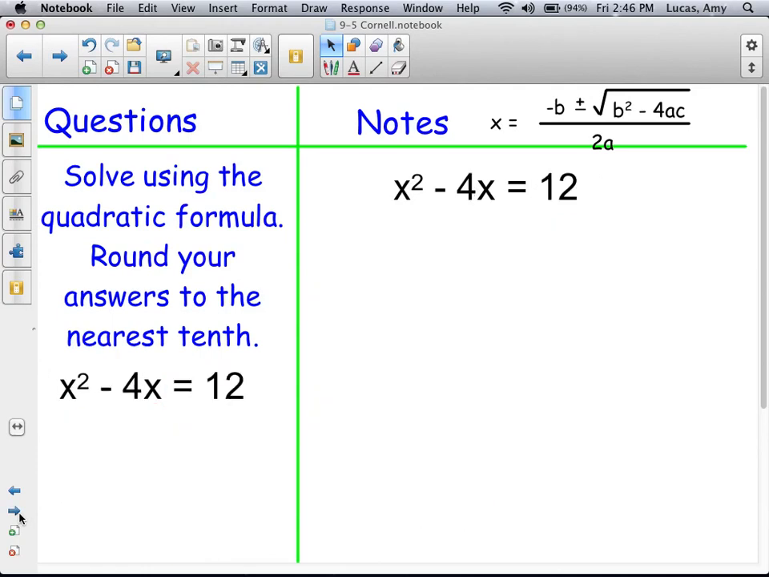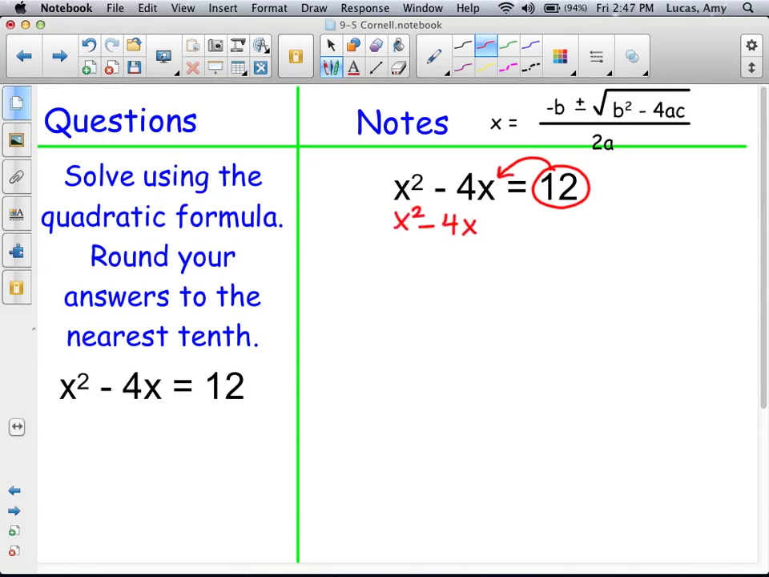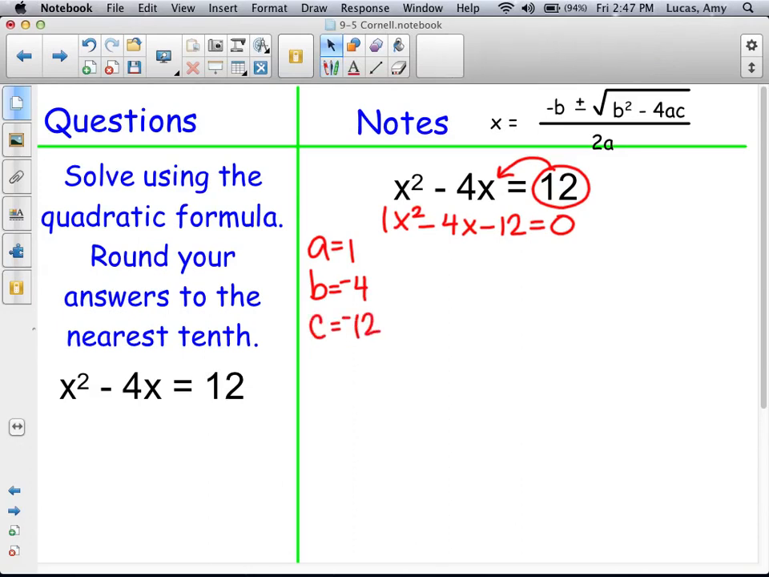Our next example. Our quadratic equation is not in standard form yet. So we're going to have to take this 12 and move it over so that it's on the same side as the other two terms. That will make it a negative 12. So it's like we're subtracting 12 on both sides. Now I can find my values. A is 1, B is negative 4, and C is negative 12. And plug them in the quadratic formula.